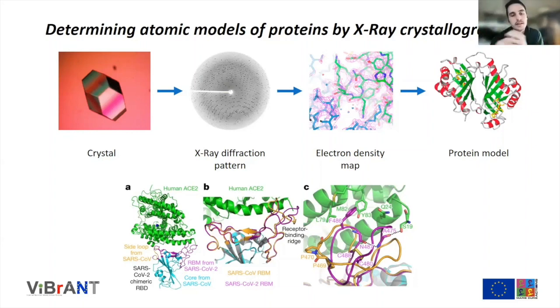And this method is really important because it can tell us exactly the interactions between proteins, for example. In the example that I put here, it shows SARS-CoV-2 binding to a human receptor. And you can see exactly what kind of interactions are important, and that you can, for example, develop vaccines and you can develop drugs. So that's why this technique is important to us.